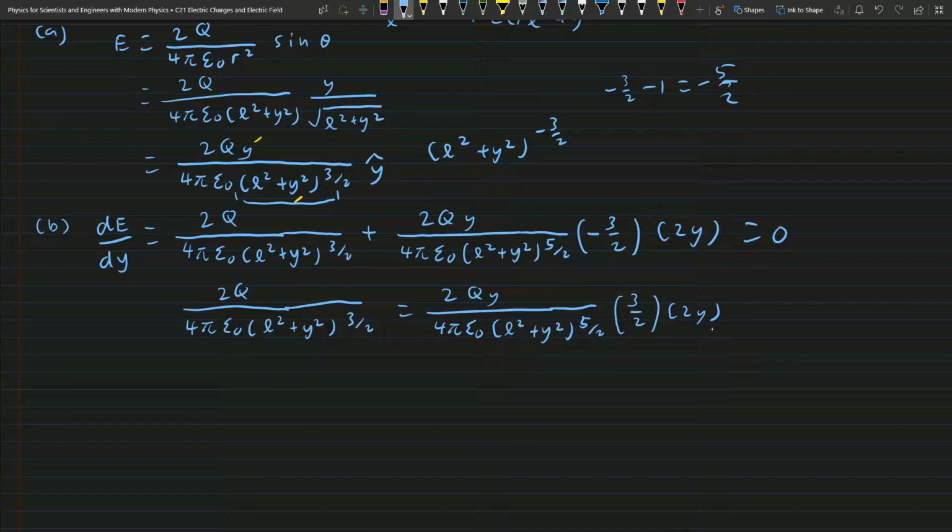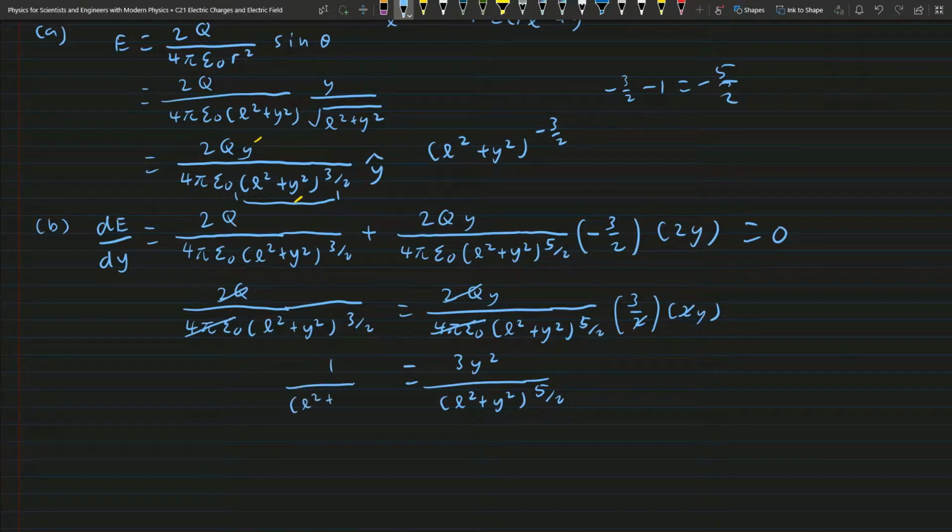Now continue from here. You can see the 2q can be cancelled out, and the 4 pi epsilon can be cancelled out. The remaining is 3y squared over L squared plus y squared to the power 5 over 2, and this is 1 over L squared plus y squared to the power 3 over 2.